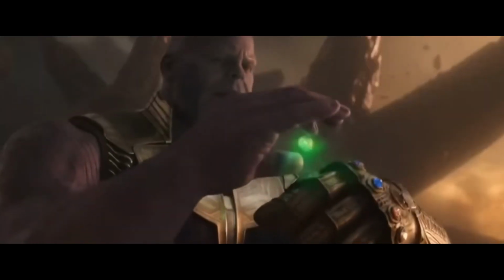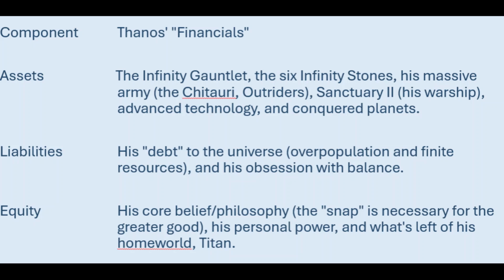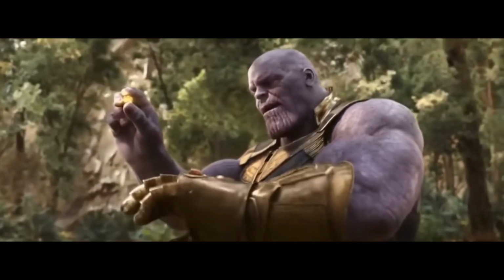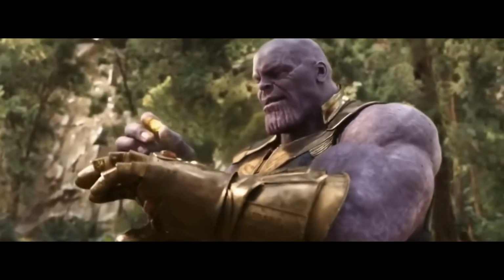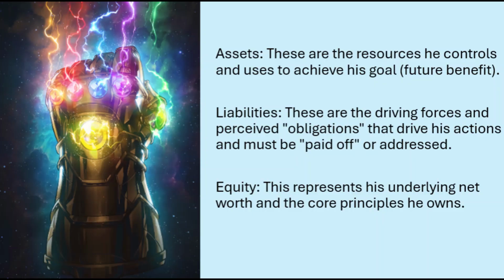So, as far as Thanos' financials, when it came to the assets, his assets were the Infinity Gauntlet, the 6 Infinity Stones, his massive army, etc. So these are his assets. And how is this explained as far as the accounting equation? These are the resources that he controls and uses to achieve his goal, future benefit.